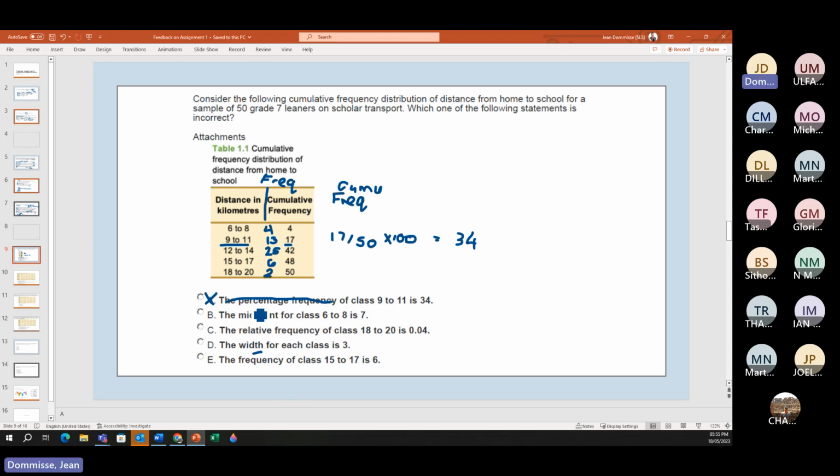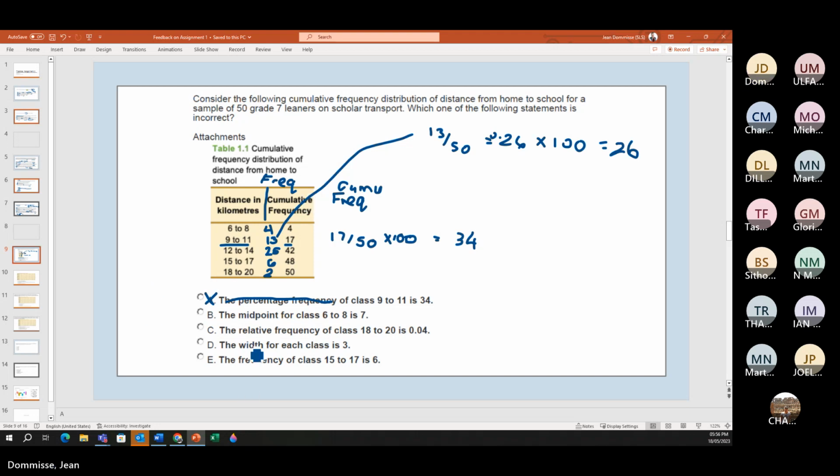So if I needed to work out the percentage of frequency for class 9 to 11, it would have been 13 divided by 50, which would have been 0.26, and then a percentage is times 100, which would have given me 26. Okay, so again, just be careful with what is frequency and what is cumulative frequency. So cumulative is always the sum of the previous one added to it.